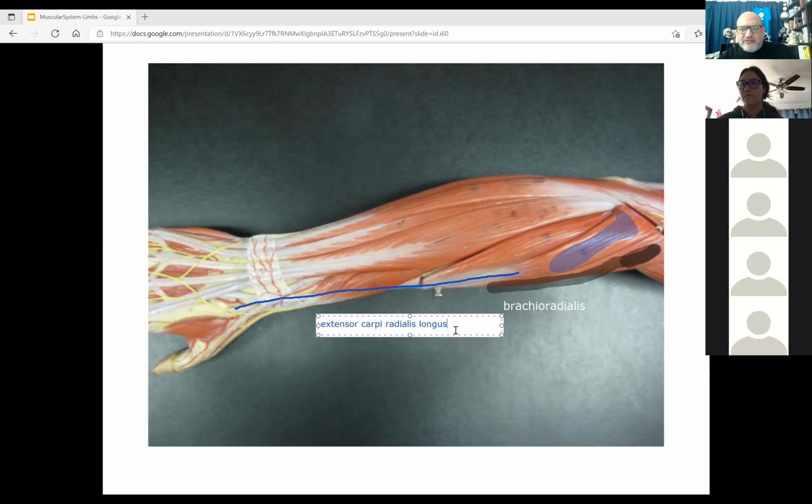Notice that happens to be the longest name for a forearm muscle that we're responsible for. And we got it out of the way right off the bat.